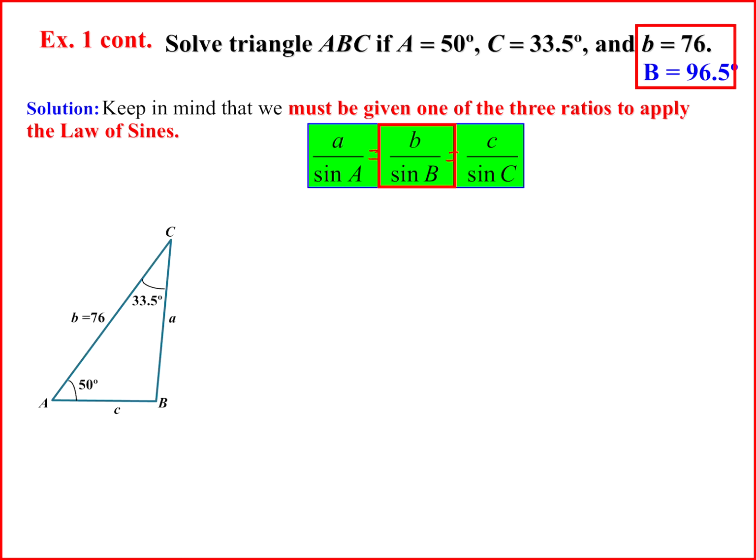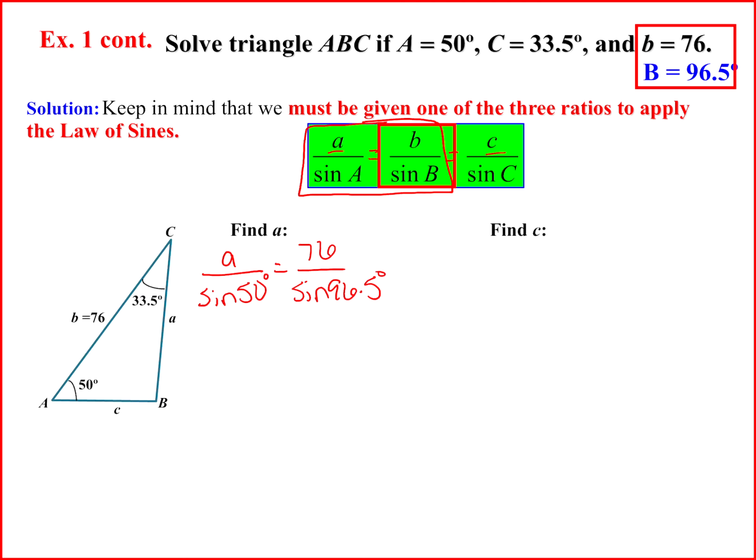Then we need to find A and C. So we're going to set up two separate proportions. We need to find A and we need to find C. So to find A, we'll set up our proportion using our A information and our B right here. So we don't know little a, but we know that sine of 50 equals our little b over sine of our big B, which was 96.5.